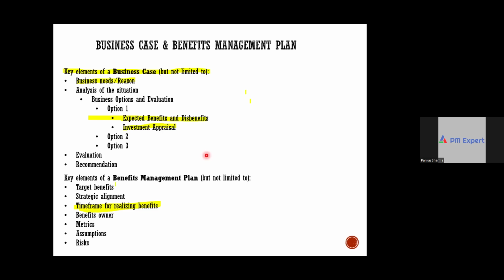Now, once this document is approved, then you move towards starting the project, right? And you create a document called the project charter that actually defines the project. And this is the project charter. These are the contents of the project charter.